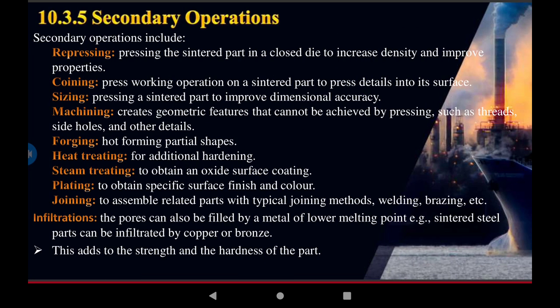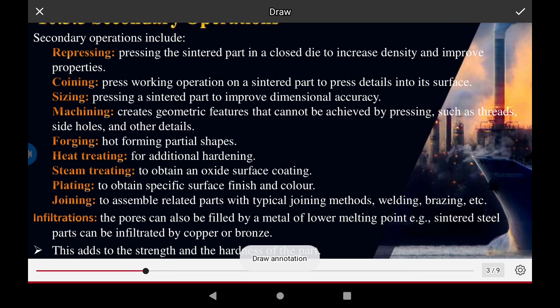The secondary operations. What is a secondary operation? In this operation, included in the manufacturing process, is repressing. Repressing is pressing the sintered part in a closed die to increase the density and improve the properties of the powder. And the second is coining.